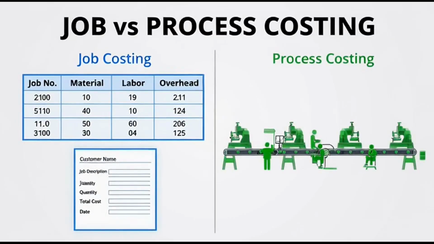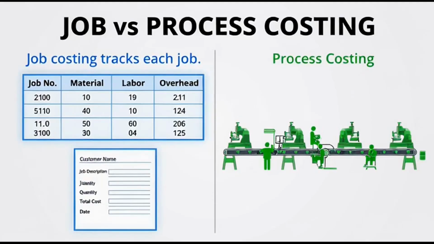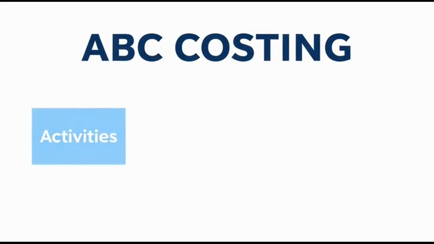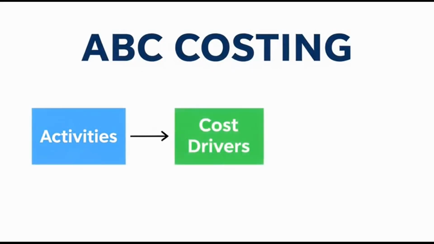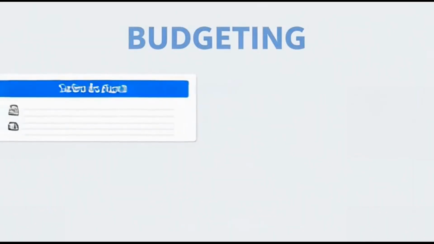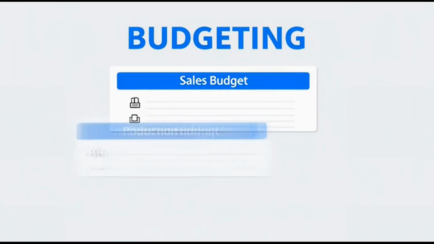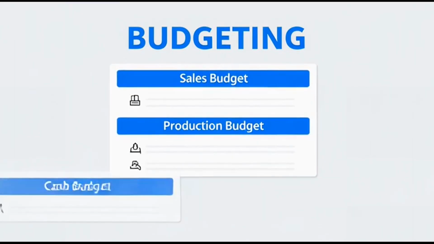Job costing tracks each job. Process costing averages everything. Products don't consume costs, activities do. Budgeting is planning the future, not just controlling spending.